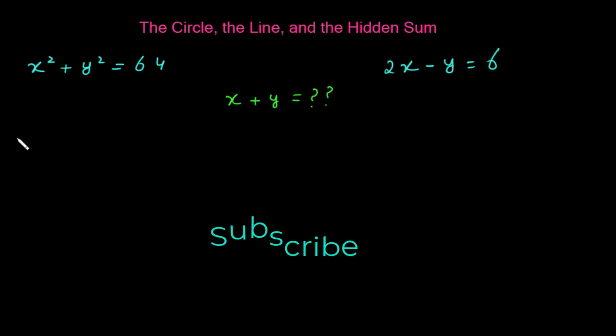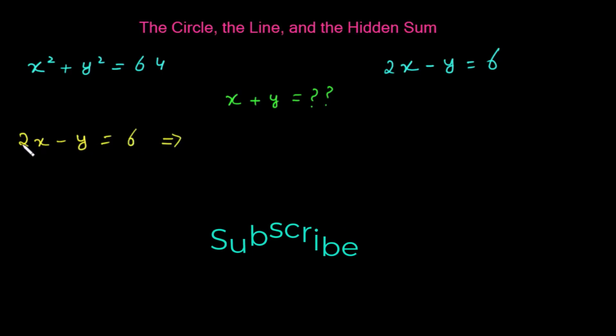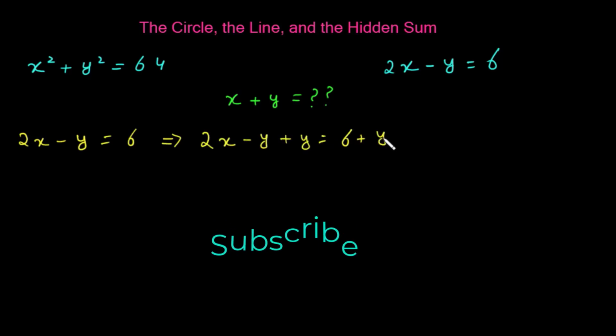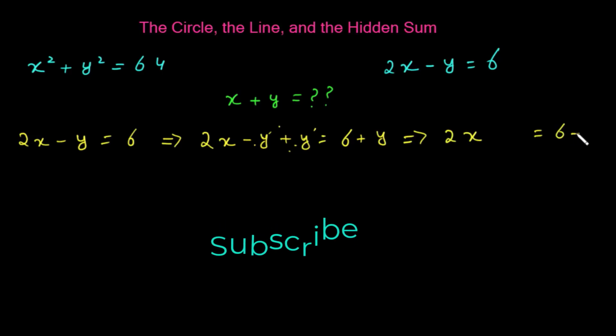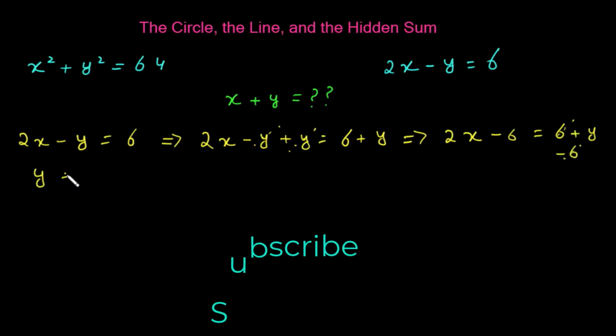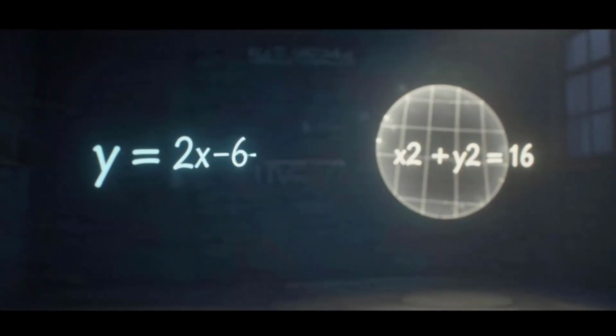Using 2x minus y is equal to 6, adding y to both sides will leave me 2x minus y plus y and 6 plus y. So this will cancel with this one and I will come up with 2x is equal to 6 plus y. As I have to isolate this y, I will subtract 6 from both sides. Now this plus 6 will cancel with this one and I will come up with y is equal to 2x minus 6. Simple enough, right?